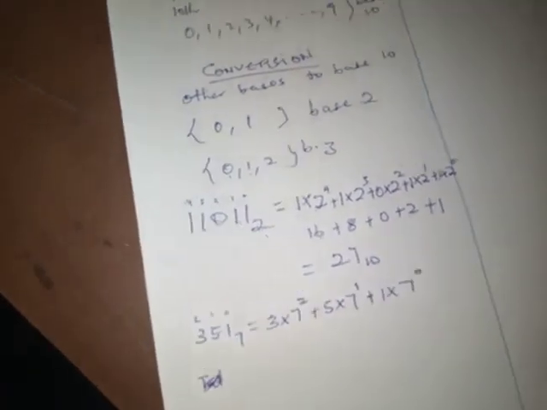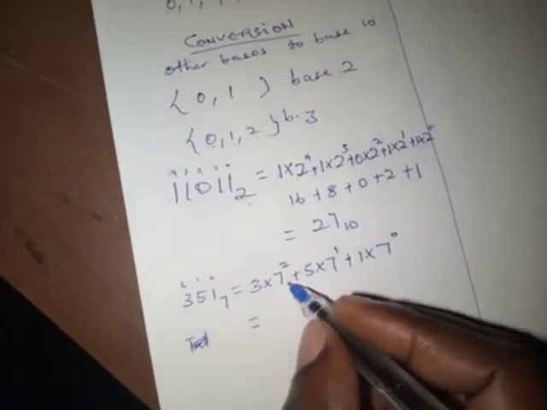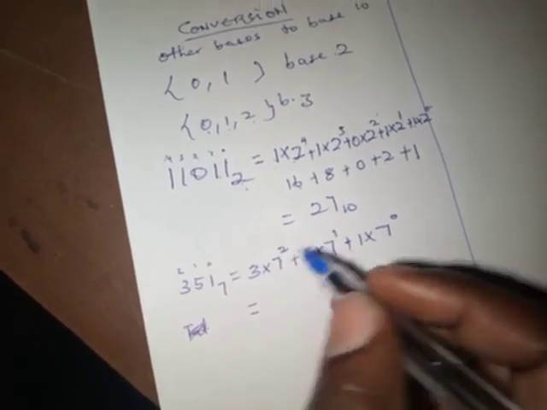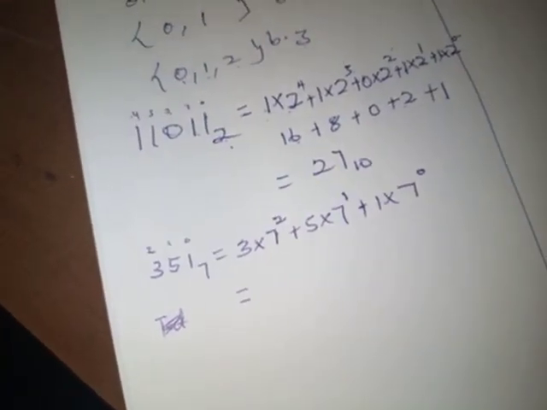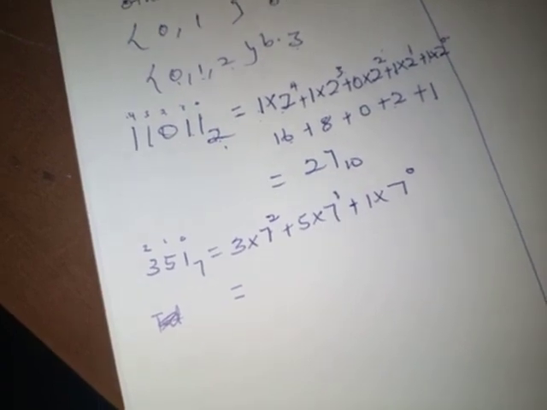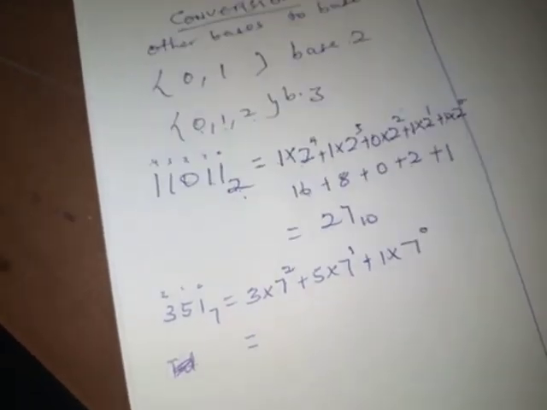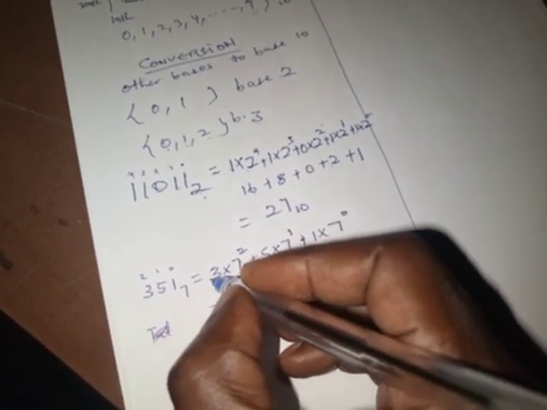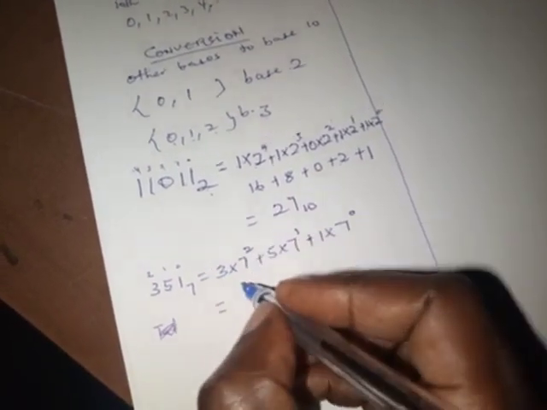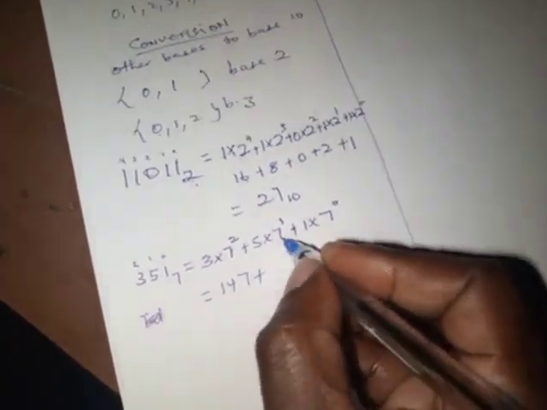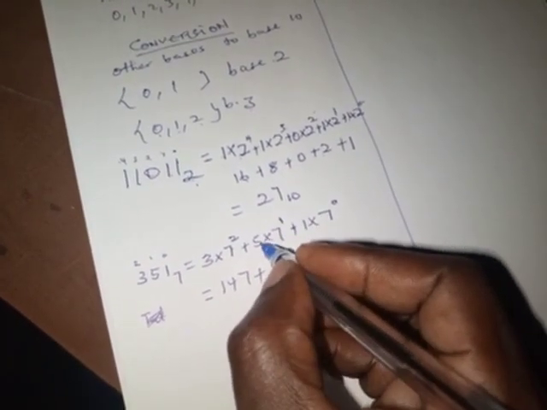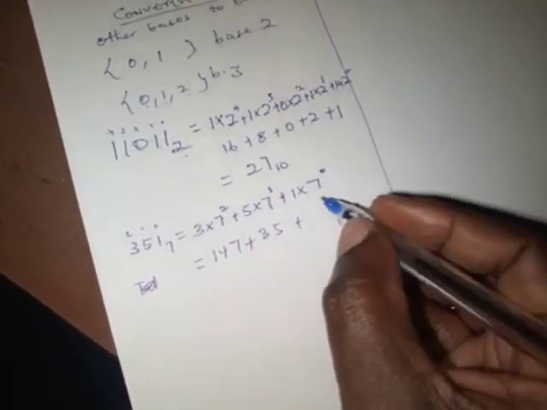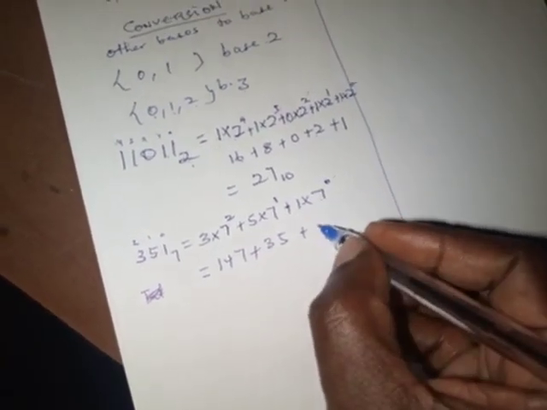Okay, let's finish this, then we do our take note. So this is 49. That's 49. So we have 49 here. 49 times 3 will give us 147. This is 7 raised to the power 1, which is 7, times 5, that is 35. 7 raised to the power 0 is 1, times 1 will give us 1.